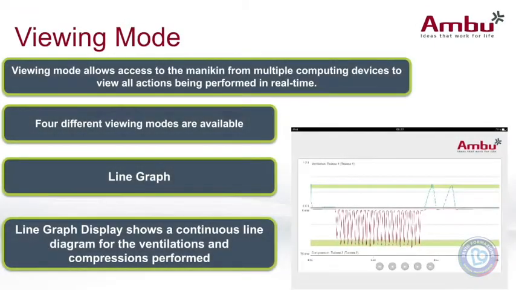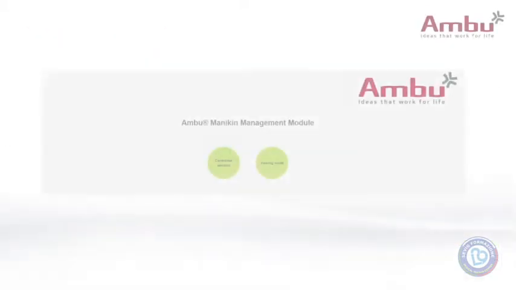This is an example of viewing mode. Viewing mode allows access to the mannequin from multiple computing devices such as smartphones, PCs, or tablets. There are 4 different viewing modes available to the trainee. There's a line graph here. The line graph display shows a continuous line diagram for ventilations and compressions being performed. Viewing mode is for trainees to access the mannequin from another phone, tablet, or PC. They can view their actions performed on the mannequins.